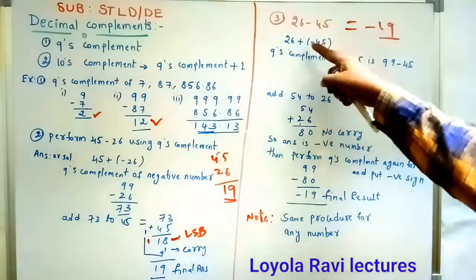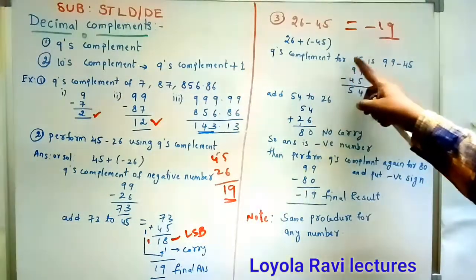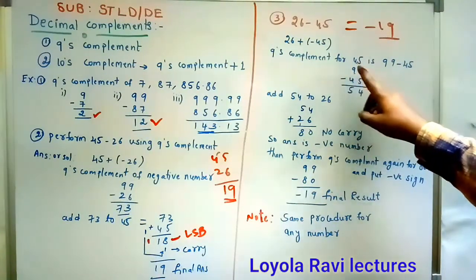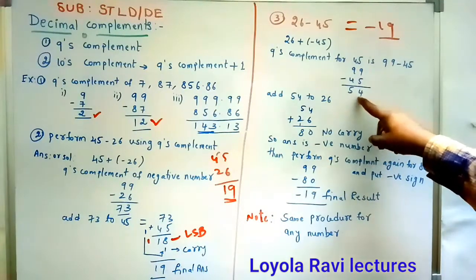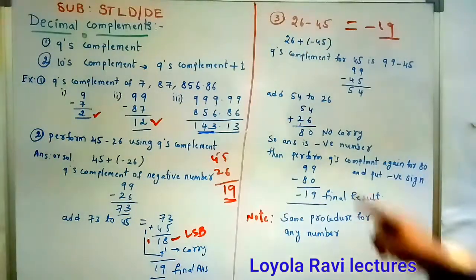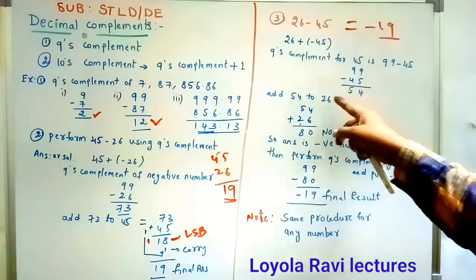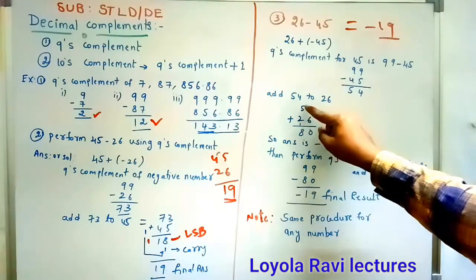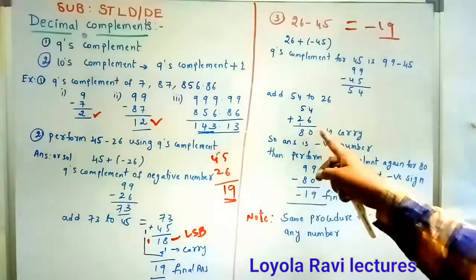Here what is the negative number? 45. For the negative number we have to find the complement. 9's complement for 45 is 99 minus 45, so it is 54. This is not our result. What we have to do is add this 54 to 26. So 4 plus 6 is 10, 0 and carry 1, and 5 plus 2 is 7, 7 plus 1 is 8. So 80 we are getting.